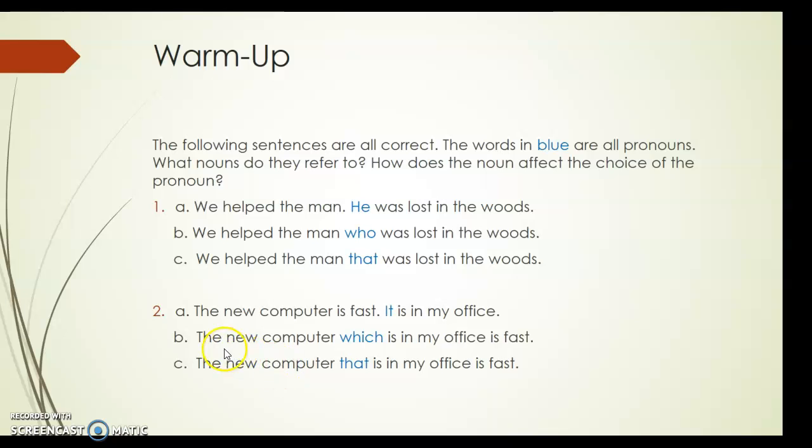And we're using that relative pronoun in a relative clause. Now let's look at another way. The new computer that is in my office is fast. This is another relative pronoun form that we can use. And we're still referring to, of course, the new computer. Okay? So these are just two examples that you see here. Let's go to the next slide.